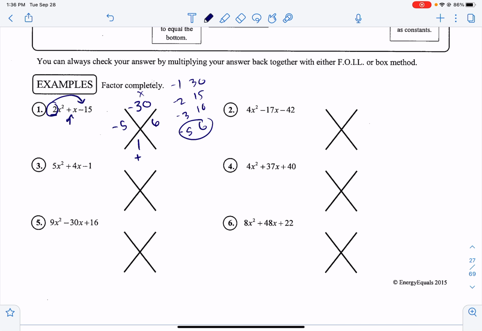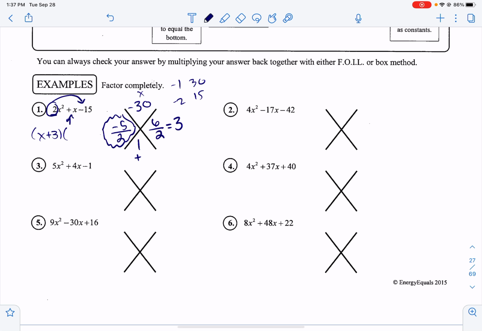But I cheated. At the beginning, I multiplied by 2 to get that negative 30. I wasn't supposed to do that, so I have to divide both of my answers by 2. The one on the left, negative 5 over 2, that doesn't simplify. But 6 over 2, that simplifies to become 3. So my parentheses, one of them's nice and easy. It's just x plus 3.